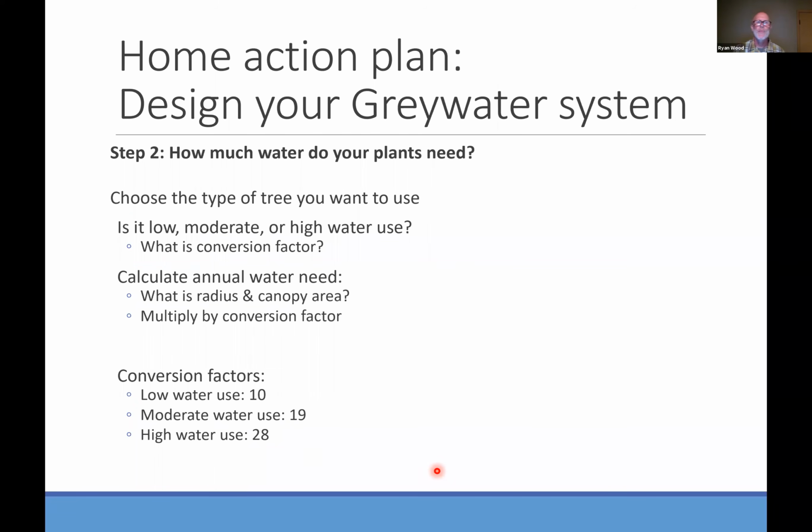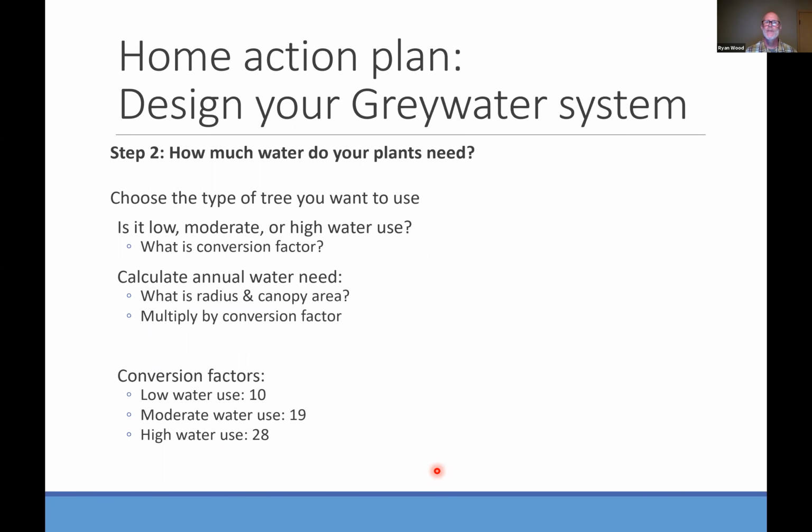So how much water do your plants need? So this is going to be some homework for you. You have your sheet with you. It has the conversion factors. So choose the type of tree you want to use. Is it low, moderate, high water use? What's the conversion factor? So figure out what type of tree.